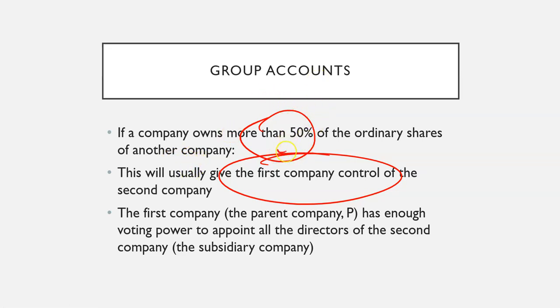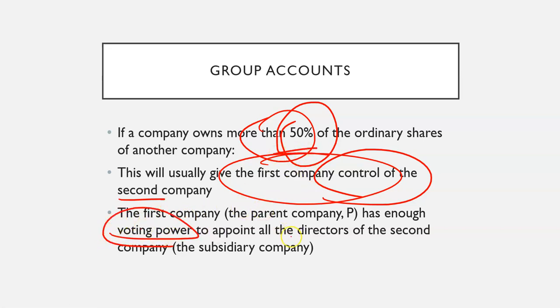A company that owns more than 50% of the ordinary shares of another company is fundamentally in control of that second company. Because typically, if you had more than 50%, you had voting power to call a general election, to call an annual general meeting, to direct the strategy of the organization, to choose whether it's going to be a dividend or not. You have power.